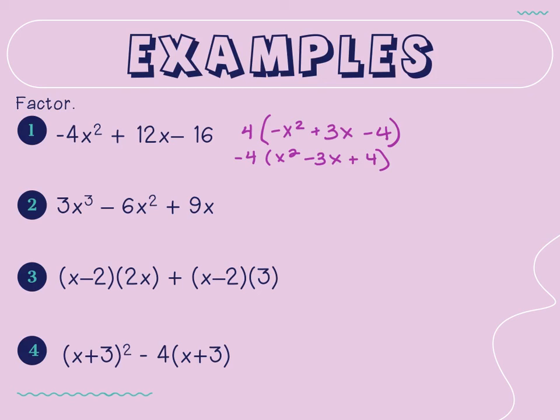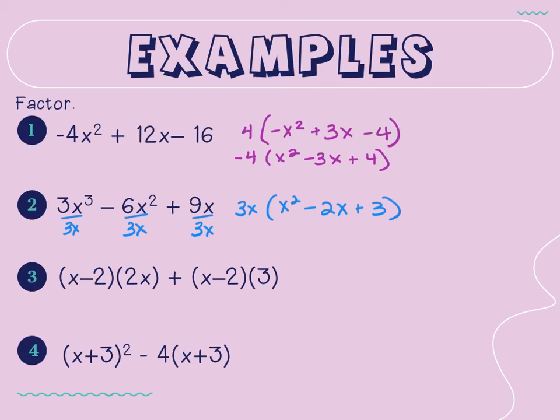Number 2, what can you factor out of each of those terms? 3 and? X. Good. So I take out a 3x and I'm dividing each of these terms by 3x. And I get x squared minus 2x plus 3. Questions on that one?